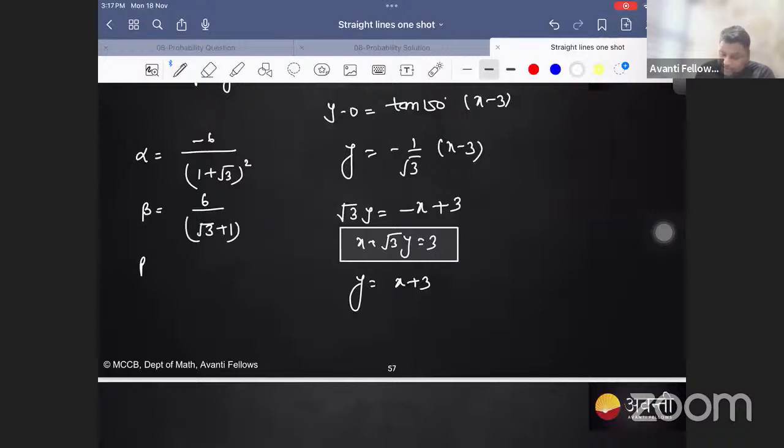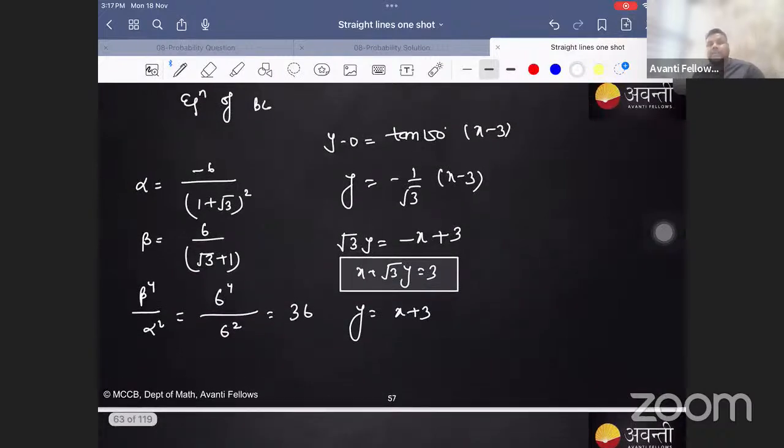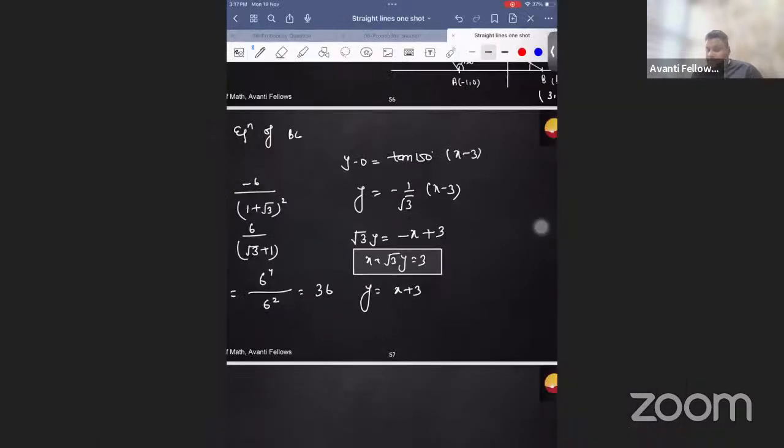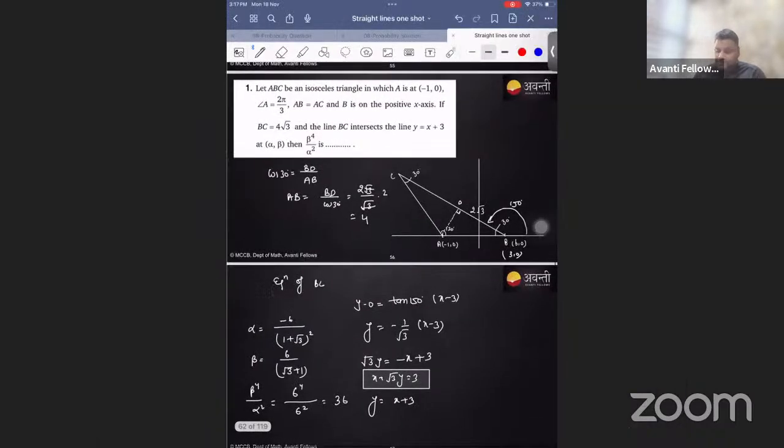Now they are asking for beta to the power 4 upon alpha square. So beta to the power 4 will be 6 to the power 4, upon alpha square which is 6 square. So your answer goes 36. Am I clear? Very simple question on straight line. Take a look.